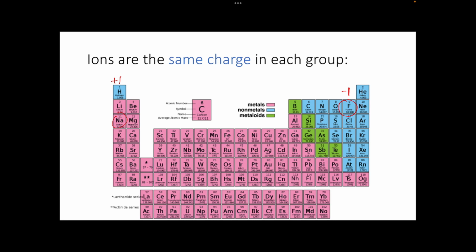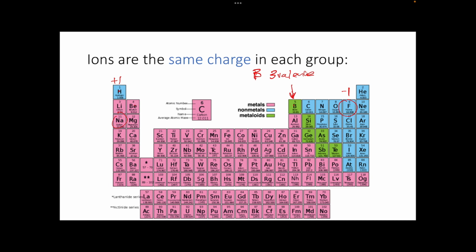All right, now let's look at something kind of in between. So let's look at boron right here. Boron has valence electrons 1, 2, 3, so boron has 3 valence electrons. Now, would it be more likely to gain 4 electrons or to lose 3? Well, 3 is less than 4, so it's more likely to lose 3 electrons.